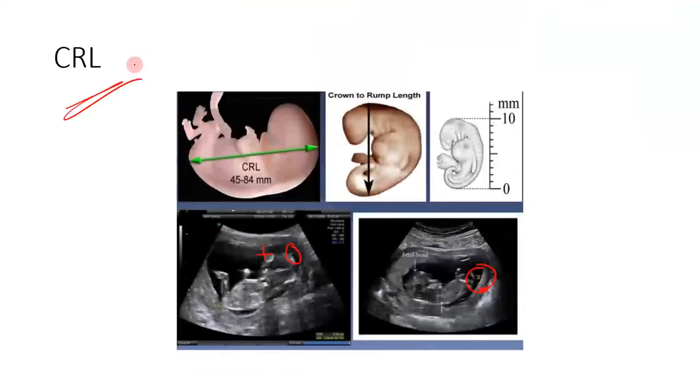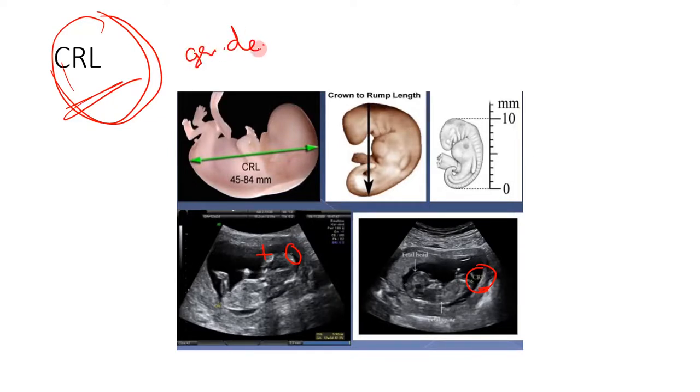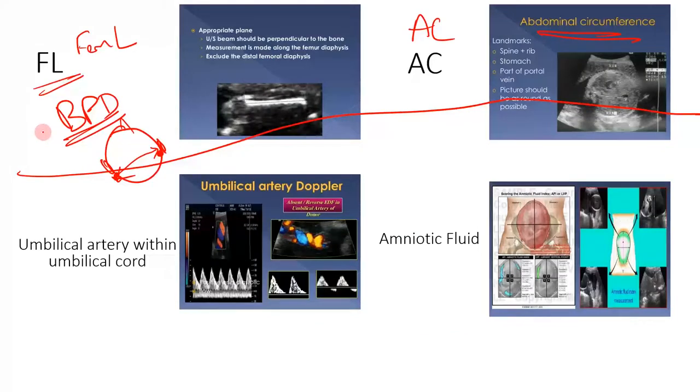Initially you will use CRL. In the early time period you will use CRL as a mark of growth and development, okay, but later on you will use a combination of biparietal diameter plus femoral length plus abdominal circumference. There are formulae for this. With this you will identify how much fetal growth it has attained, whether it is satisfactory or not.